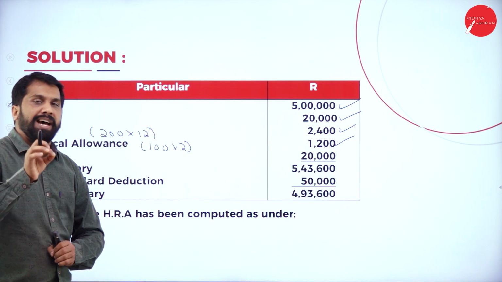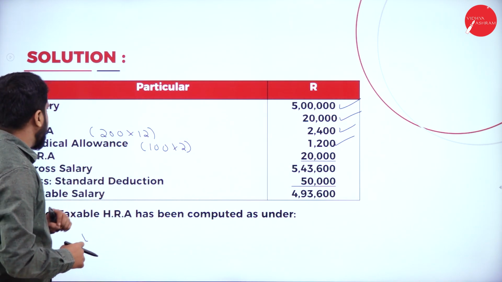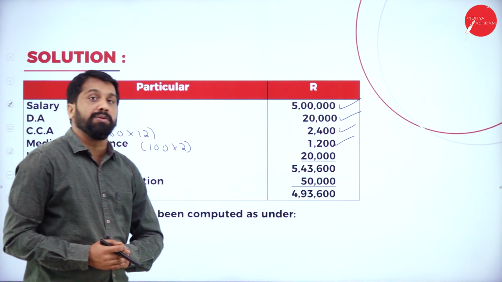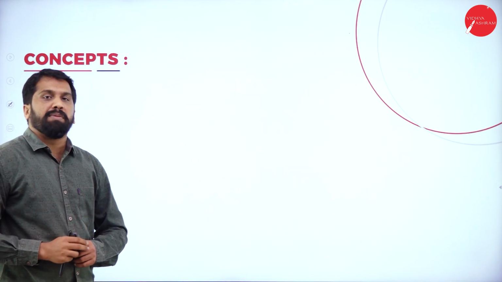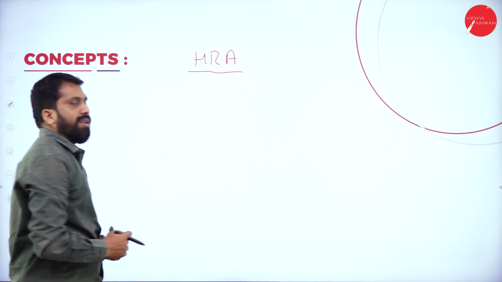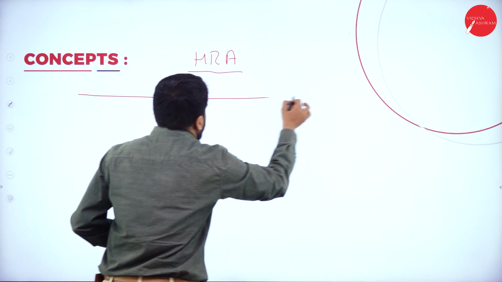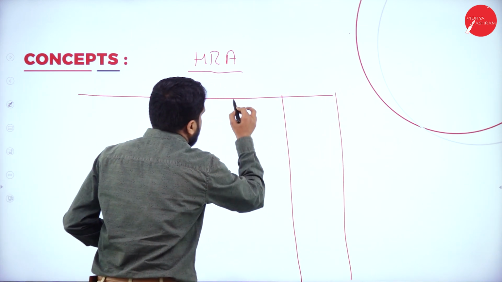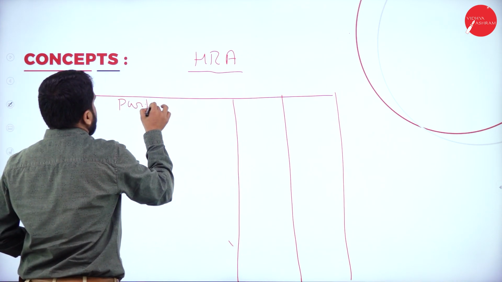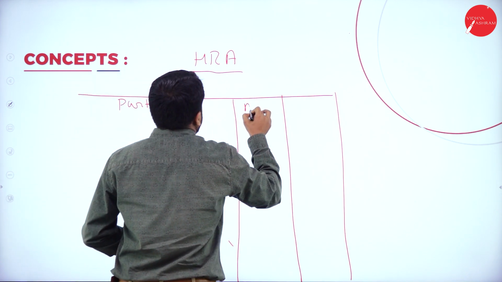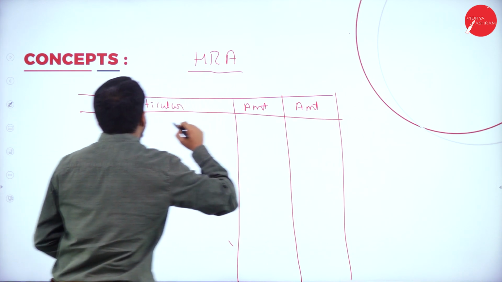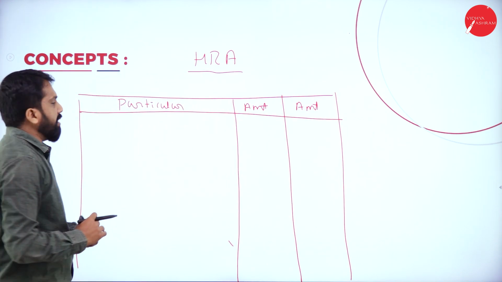But for HRA, we have a working note. That's why I kept it aside. Now, your HRA working note. I'll show you how to calculate HRA, house rent allowance. The concept is very simple. Your columns must be like this: this will be particulars, and this will be amount.